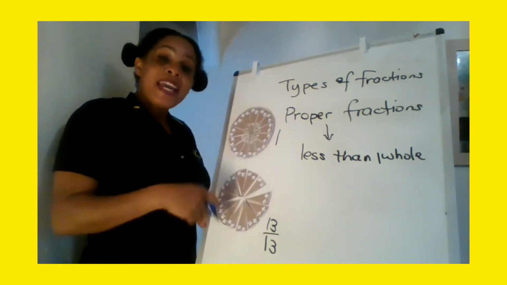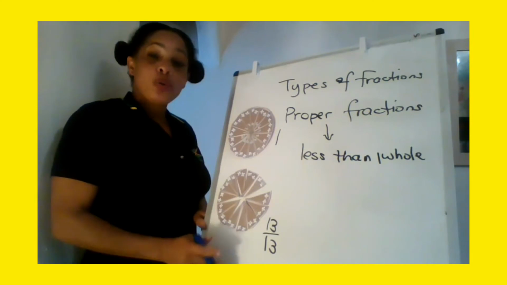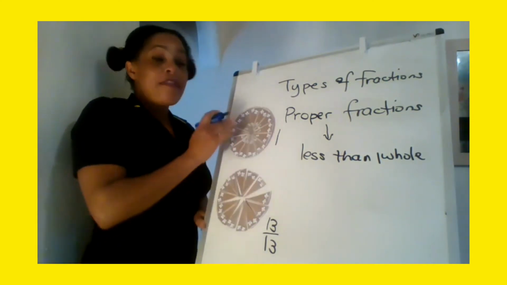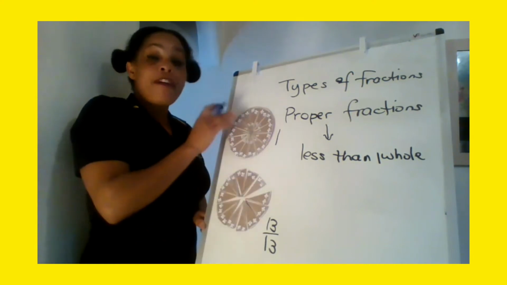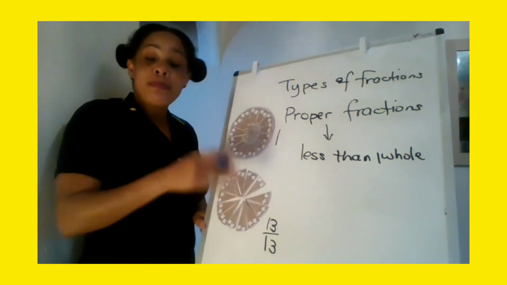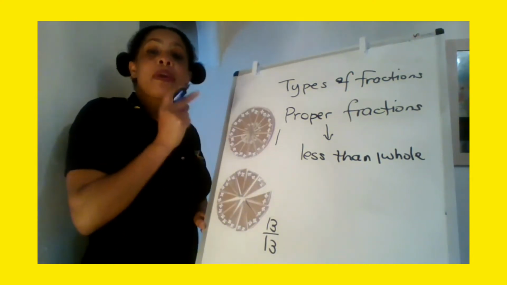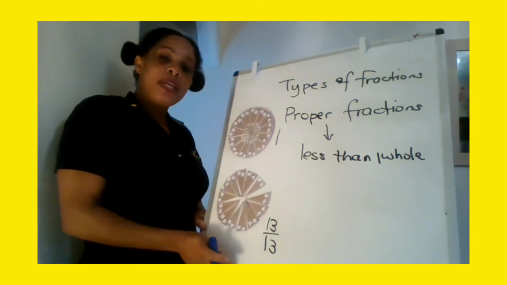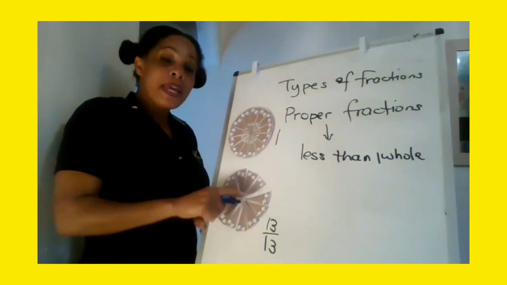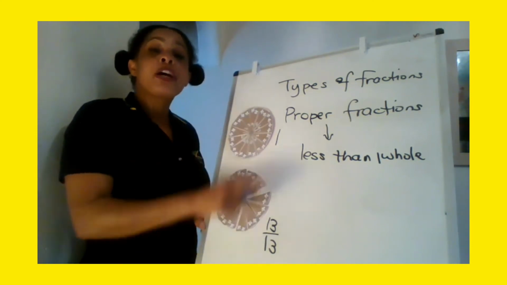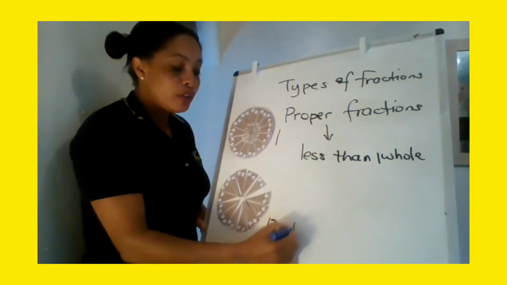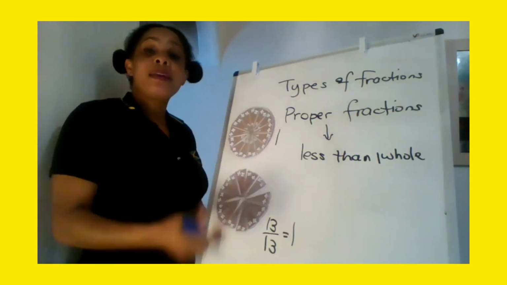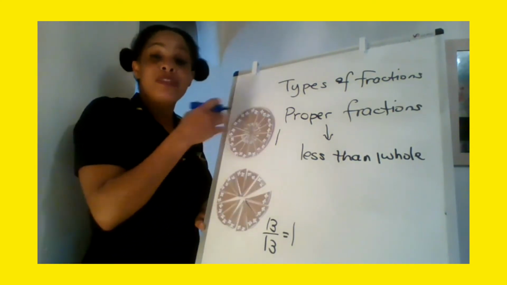If I cut up the cake into 10 pieces, 10 out of 10 would be the same thing as 1 whole because I've not given away any. If I cut it up into 5 parts, 5 out of 5 would be the same thing. It would be 1 whole because I've not given away any. So when the numerator and the denominator are the same, we can replace that with the number 1 because it's 1 whole. So 13 out of 13 is the same thing as 1 whole, and 5 out of 5 is the same thing as 1 whole. It means you have not given away any.